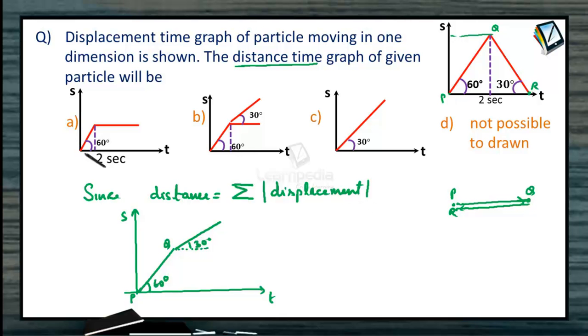So for the correct option, the displacement from P to Q is increasing. Thereafter the distance traveled remains the same. Distance is not increasing, so this is not the correct option. Here from P to Q it is 60 degrees, Q to R it is 30 degrees. So the correct option will be B. See, continuously 30 degrees, this is a wrong option. Not possible to draw. We can draw this distance-time graph like this. So the correct option should be option B.